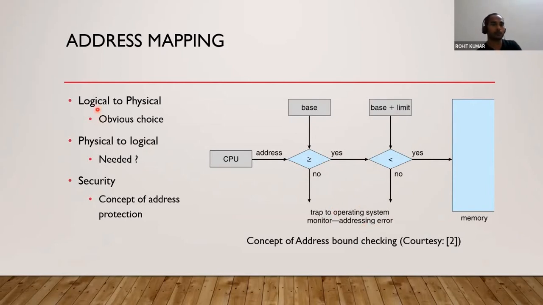Fine. So address mapping from logical to physical. Obviously, it is the obvious choice. We are always supposed to bind the logical addresses to physical addresses, meaning if you generate some address, we are supposed to go to the physical address. Now, is the reverse possible? Is there a need for a physical to logical address map? Is it needed?